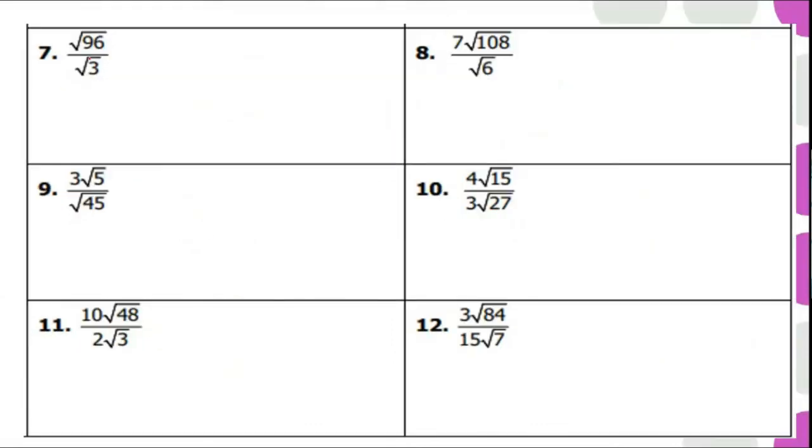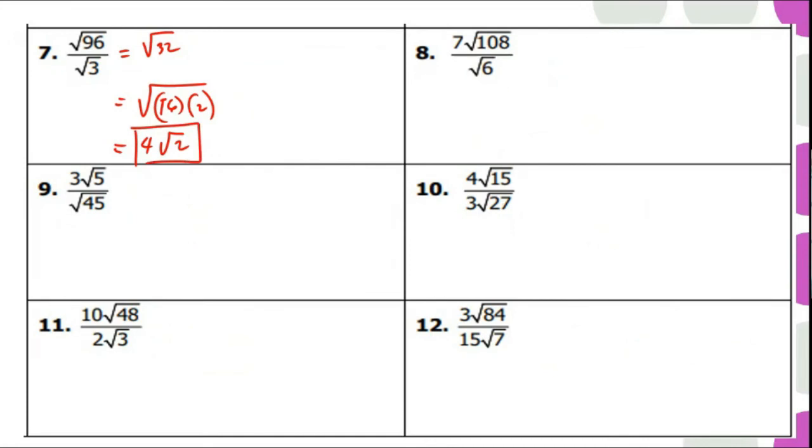How about if we have the square root of 96 over 3? So let us divide first. 96 divided by 3 is 32. So that is simply square root of 32. Simplifying, that is simply 16 times 2. So we can get the square root of 16. That is 4, square root of 2. So this is the answer.